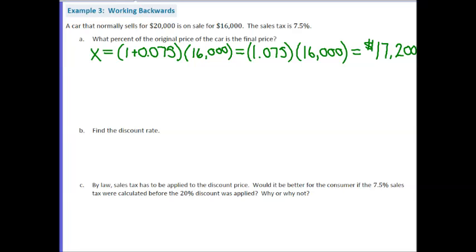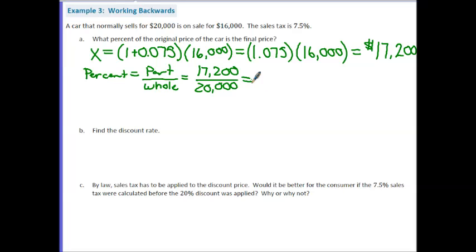So now I can figure out what percent of the original price of the car is the final price. So when I'm talking about a percentage, you know, a percent is the part out of the whole. So I can just plug in these values. The part would be our final sale price out of the whole price, which was $20,000. When I divide these two, I get 0.86, which is equal to 86% of the original price.